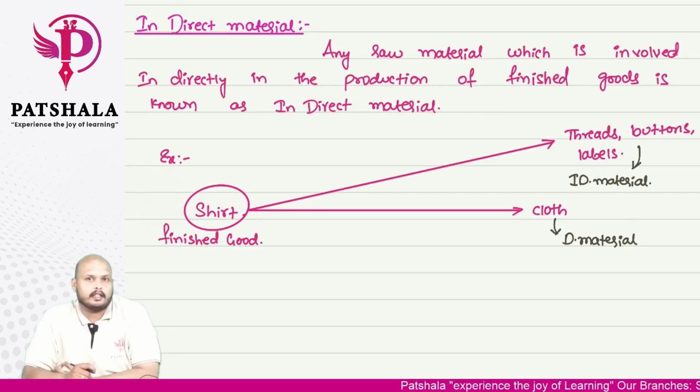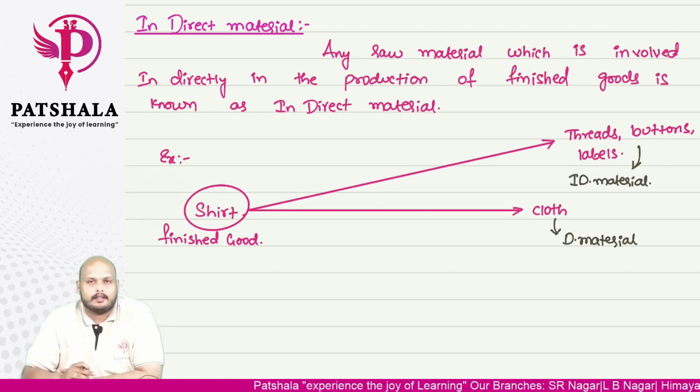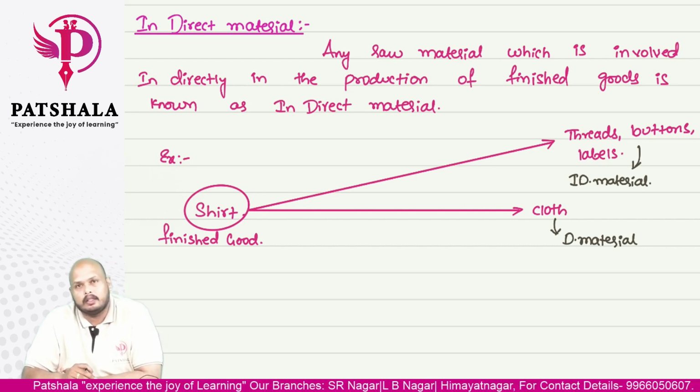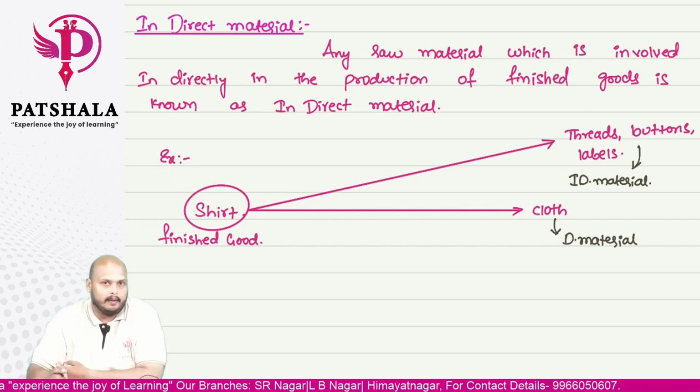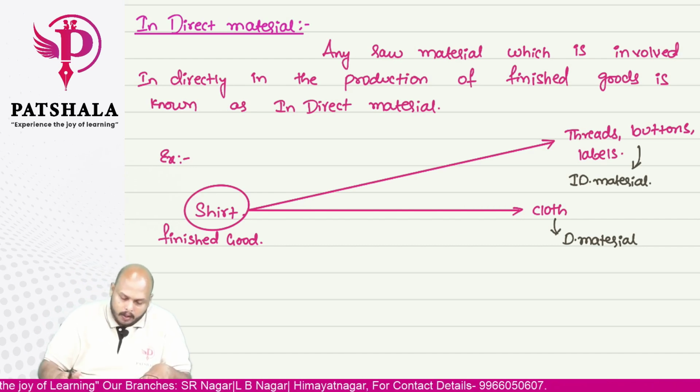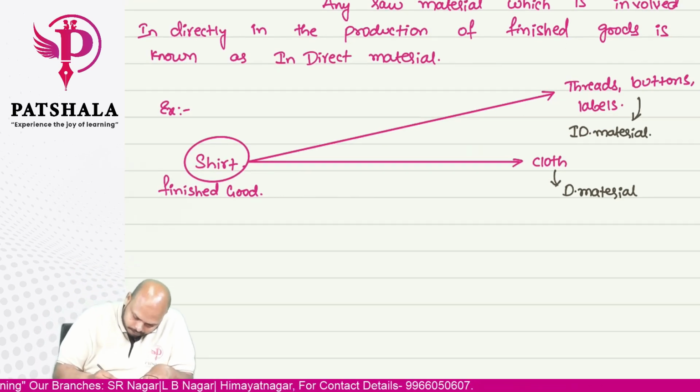So after the discussion of the first element, the second element we have is labor. This labor has been classified into two types. One is direct labor, another one is indirect labor. So let us see what we mean by direct labor.